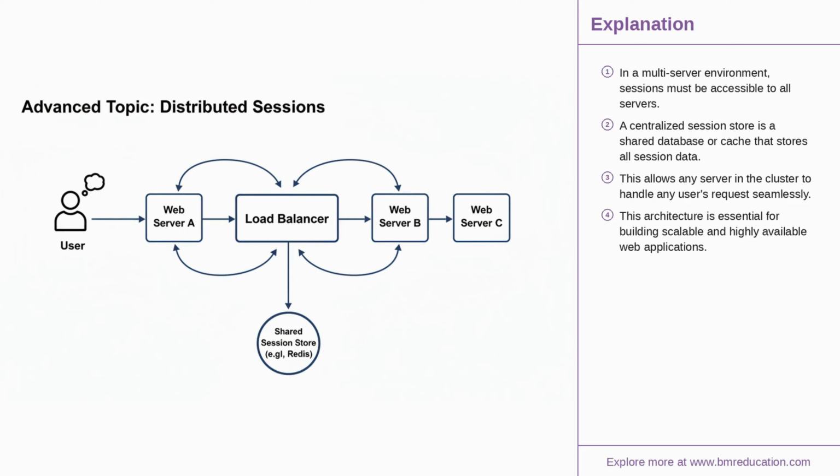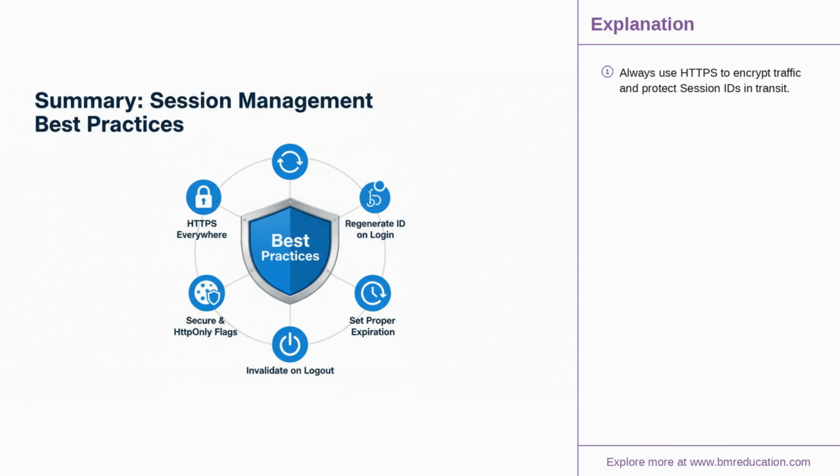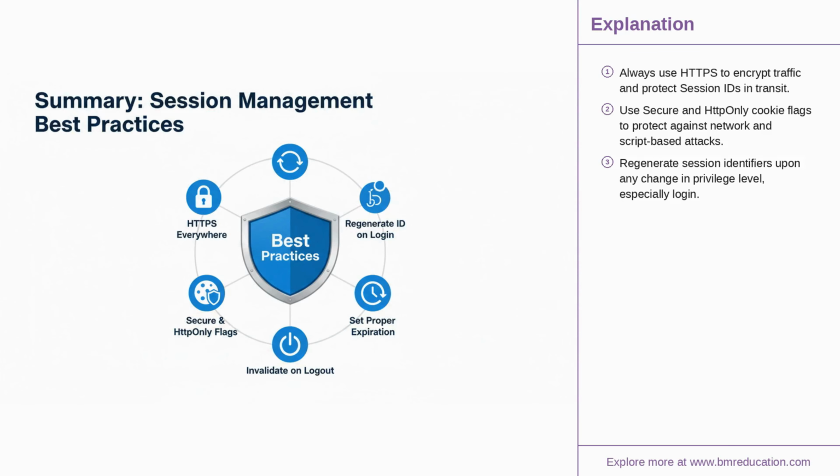As applications grow, they often need multiple servers to handle traffic, which introduces a new challenge. If your first request goes to server A, but your next goes to server B, how does server B know about your session? The solution is a centralized session store. This is a shared database or cache, like Redis, that all servers can access. This way, no matter which server handles your request, it can look up your session ID in the central store and retrieve your data.